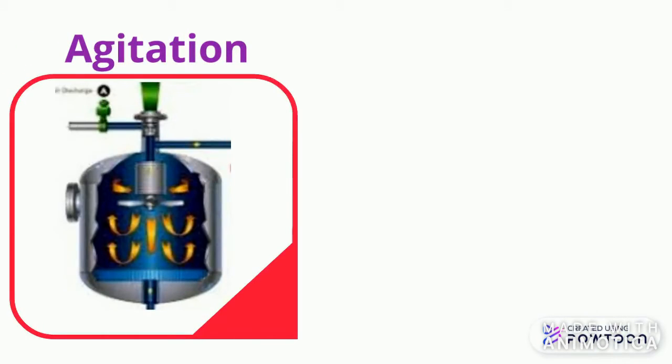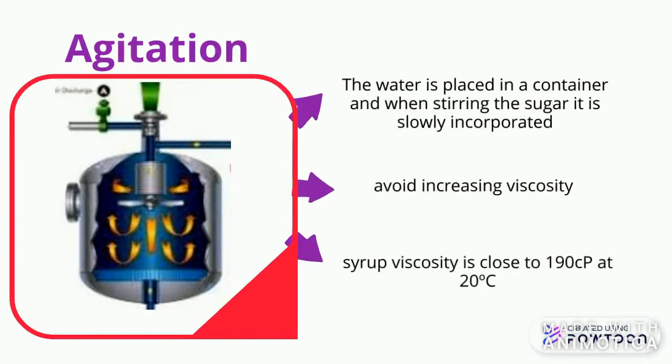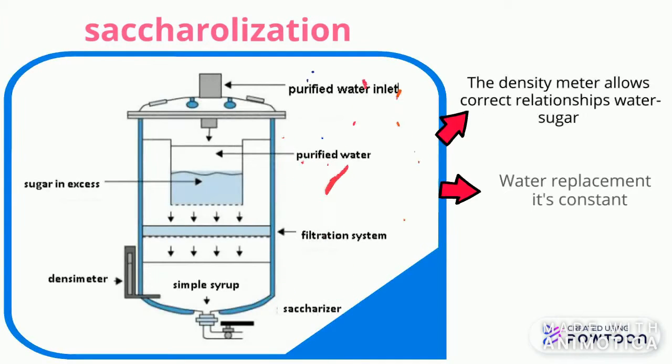In agitation, water is placed in a container, and then when stirring, sugar is incorporated slowly to avoid increasing viscosity. Syrup viscosity must be close to 190 centipoise at 20 degrees. Saccharolation is a system used at the industrial level, and it allows obtaining the simple syrup in cold without agitation and in a continuous way.